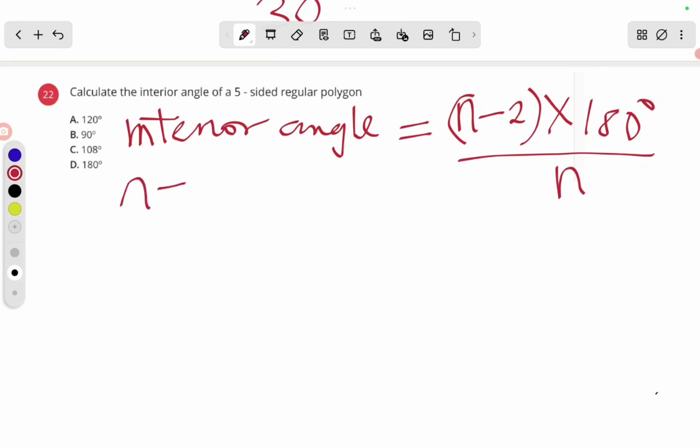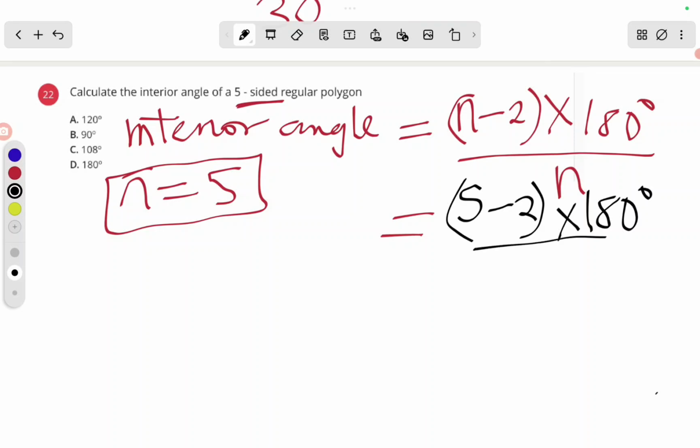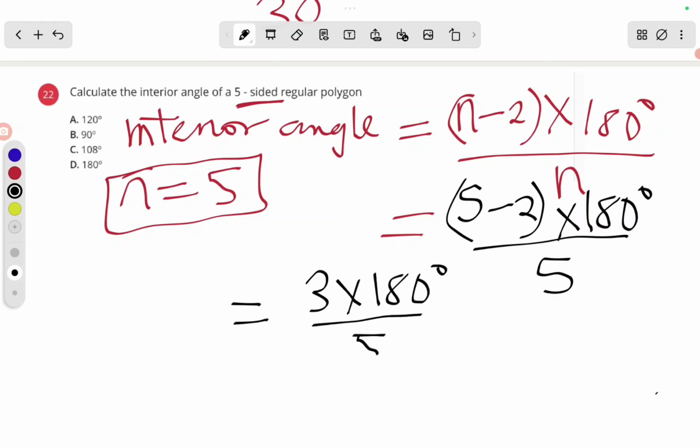Our n is the number of sides we have, which is 5. Now let's substitute this 5 into this formula. So we're going to have 5 minus 2 times 180 degrees over 5. So this equals 3 times 180 degrees over 5.